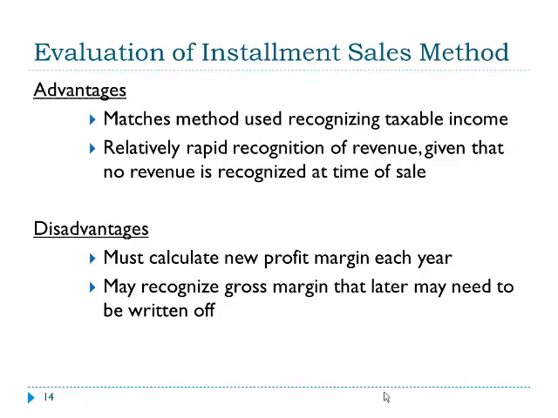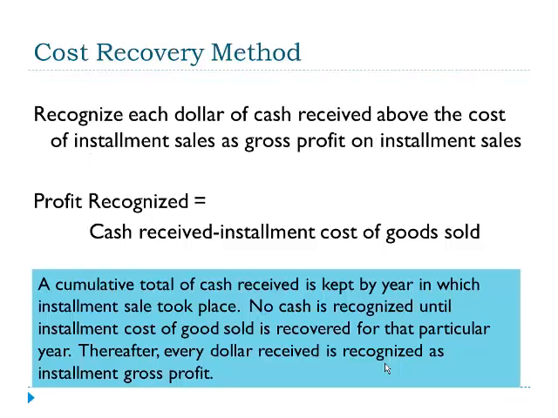We may recognize gross margin later that may need to be written off. That is, we'll go ahead and recognize revenue on sales for a year, even though they're not fully paid for yet. So it's possible that we will have to reverse ourselves and write off some accounts.